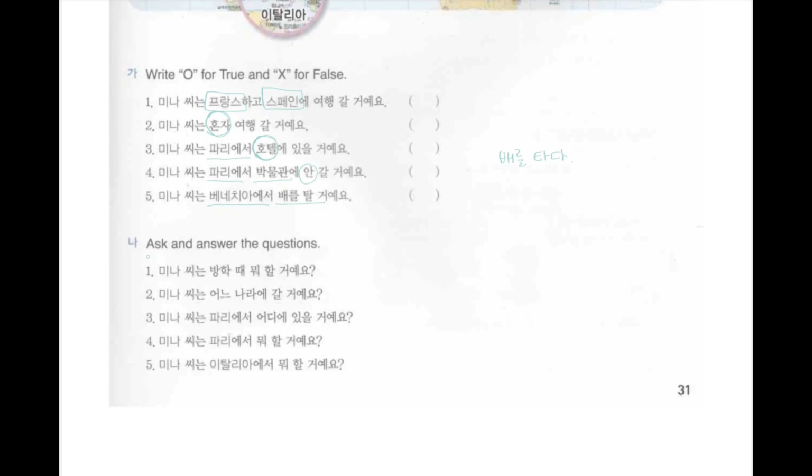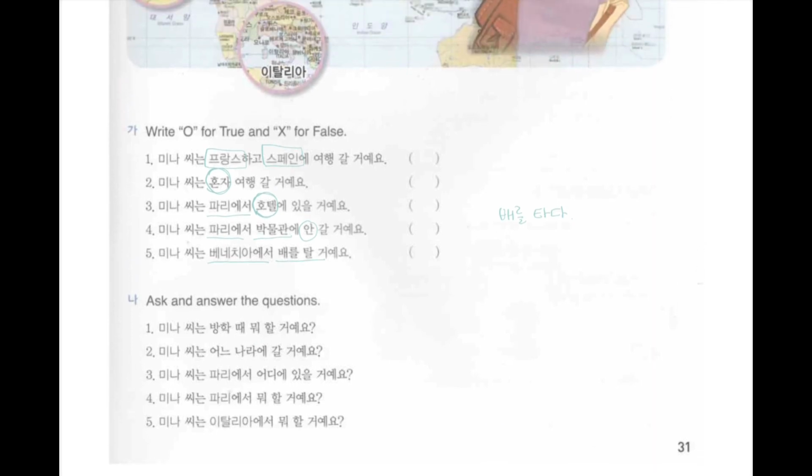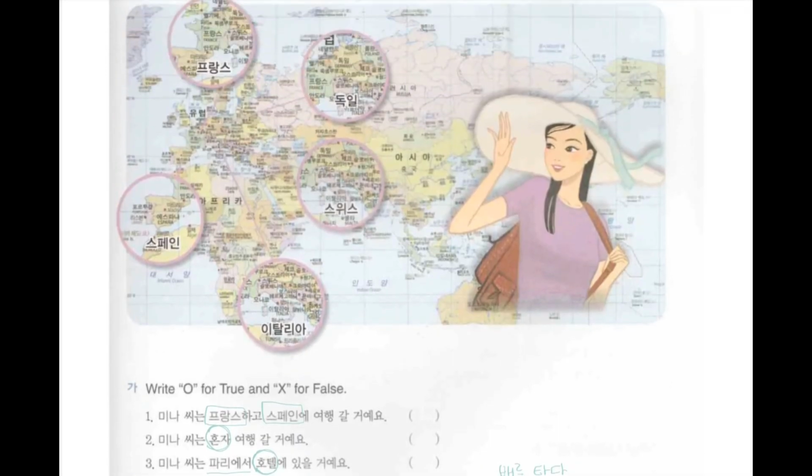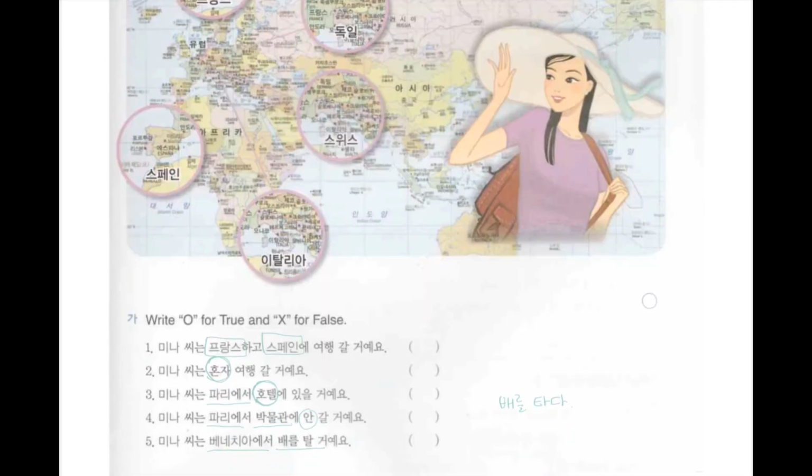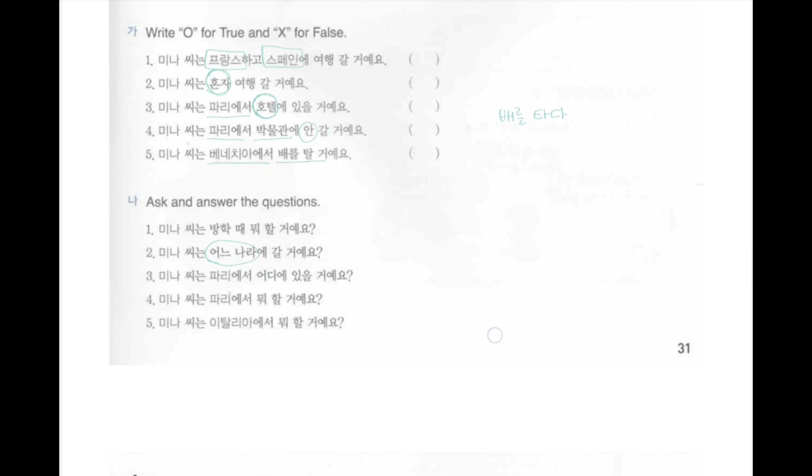자, 나와 봅시다. Ask and answer the question. 미나 씨는 방학 때 뭐 할 거예요? Probably the answer will be 여행할 거예요, isn't it? Obviously, she will travel. Number two, 미나 씨는 어느 나라에 갈 거예요? Okay, so let's find out which countries she will visit. Obviously, multiple countries, isn't it? More than two.